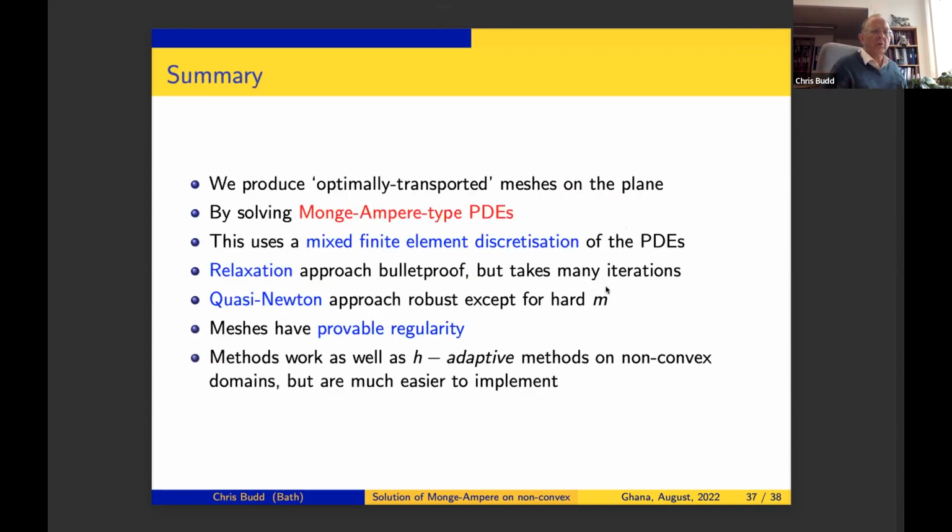Okay, so I was pretty well finished there. I just want to say that if you want to move a mesh on the plane, then a good way of doing it is to solve Monge-Ampere type PDEs using a mixed finite element discretization, and quasi-Newton works very well. The great thing about this is you can prove regularity, and the methods work as well as H adaptive, but are actually much easier to implement.